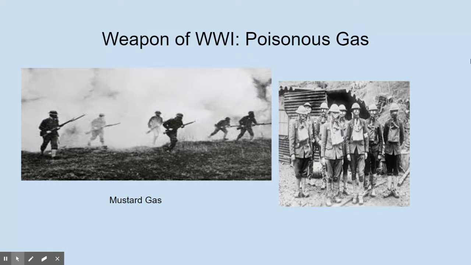Much of World War I was fought in the trenches, and many terrifying weapons were used during this war, and one of those was poisonous gas, mustard gas mainly. Soldiers caught without the protection of a gas mask would soon die an excruciating death.